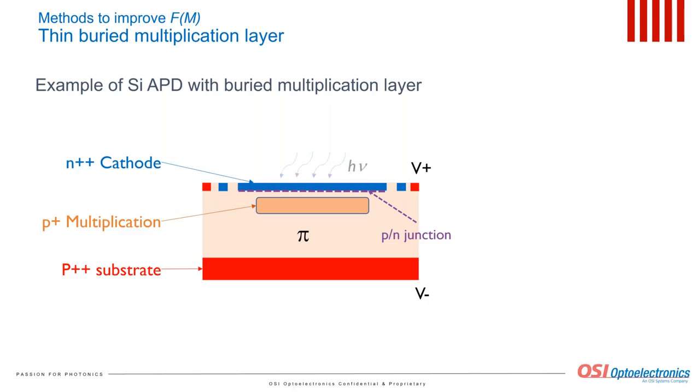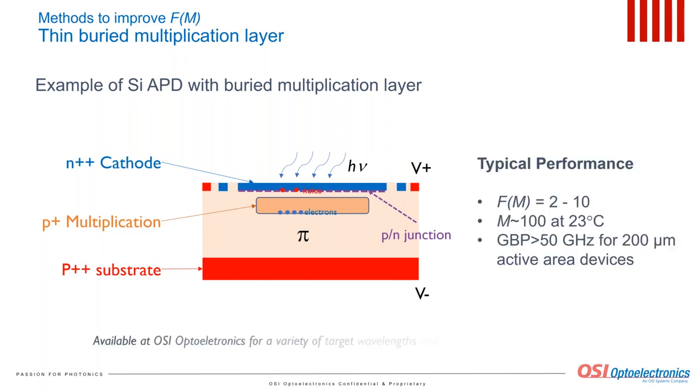Applying reverse bias and energizing the diode, non-equilibrium electrons will participate in the avalanche process within the multiplication layer. Typical F factor values achieved for such structures are within the range from 2 to 10 at a gain value of about 100 for silicon at room temperature.